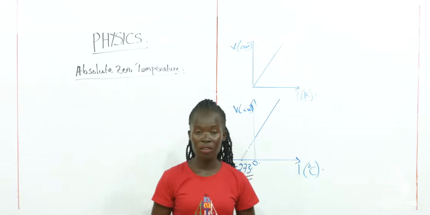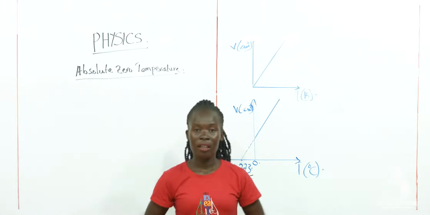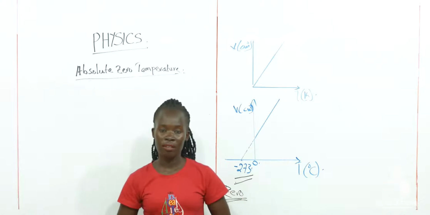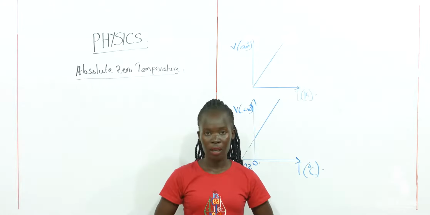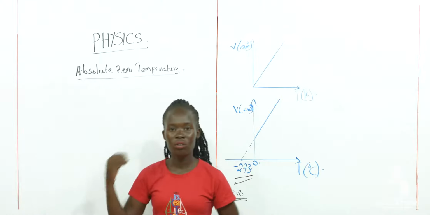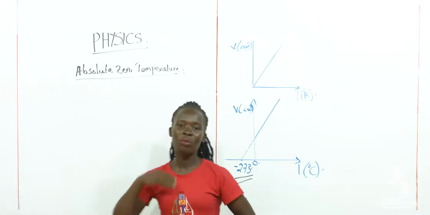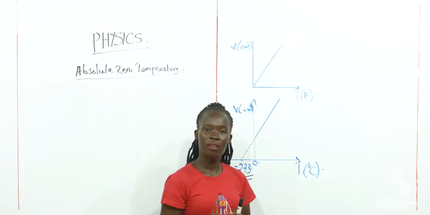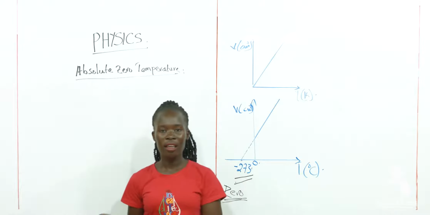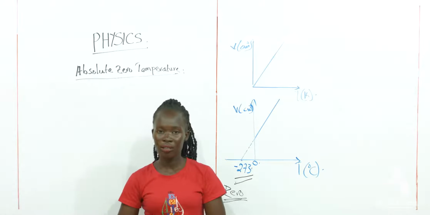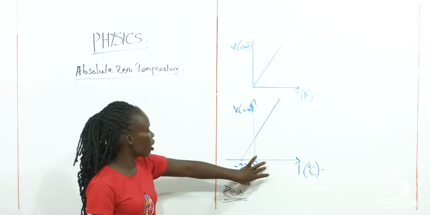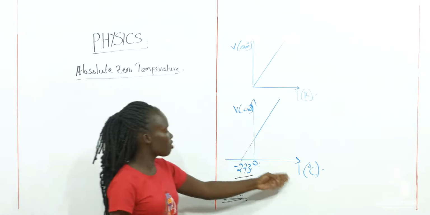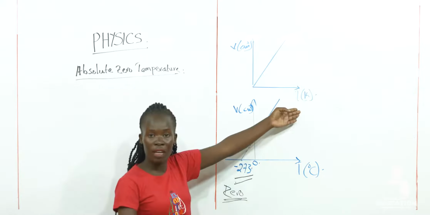This is because these gases first liquefy. When it liquefies, what happens? It will then turn to solid. That means it will freeze in order to attain the solid state. So at this point, how would you convert Celsius to Kelvin?